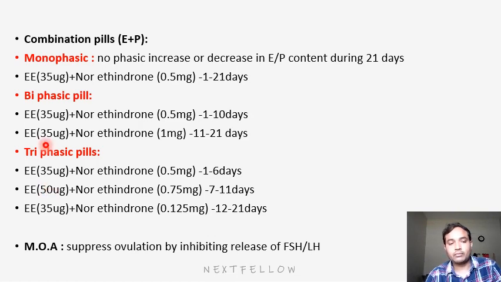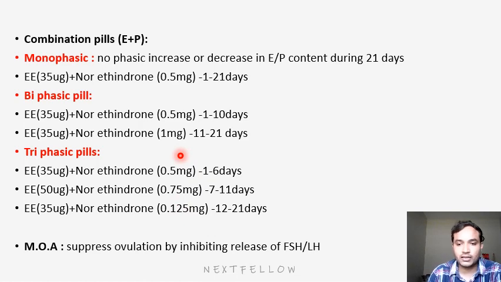So this is the main difference. In monophasic there will be no alteration of estrogen and progesterone. In biphasic there will be alteration of only the progesterone level, that is, the first 10 days will be 0.5, and after that the dose will be increased. Then in triphasic, first estrogen will be given at a fixed 35 micrograms for 1 to 6 days. After that, both the estrogen and progesterone levels will get increased, that means 7 to 11 days. After that, the estrogen level will get decreased, but progesterone will get further increased, 0.75 to 1.125. So this is how we call it triphasic.